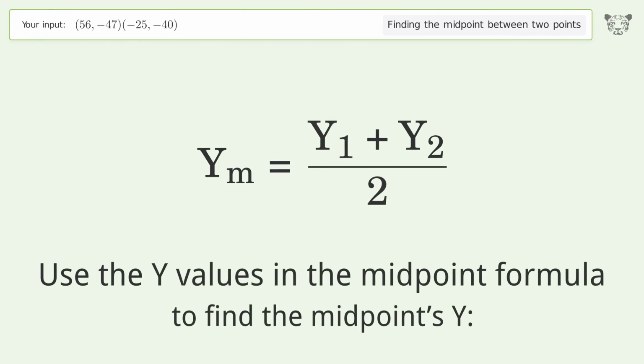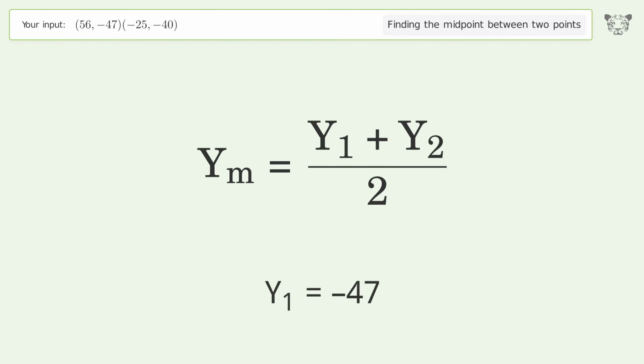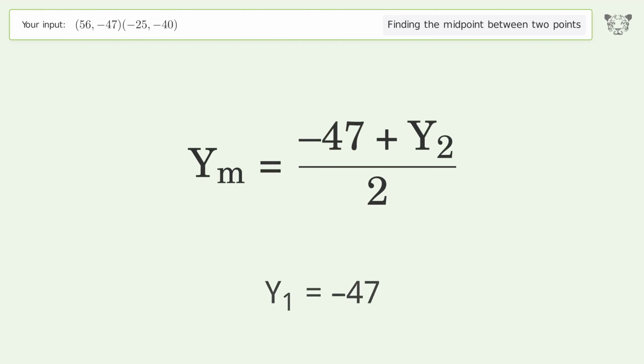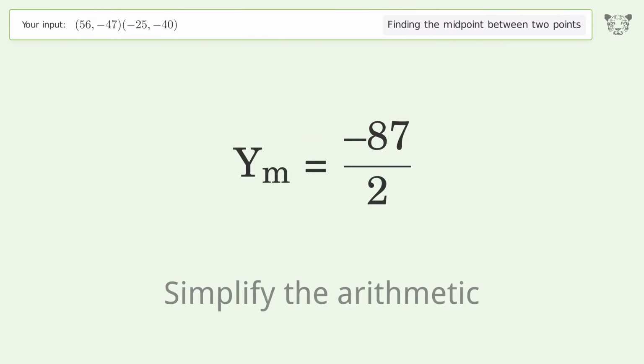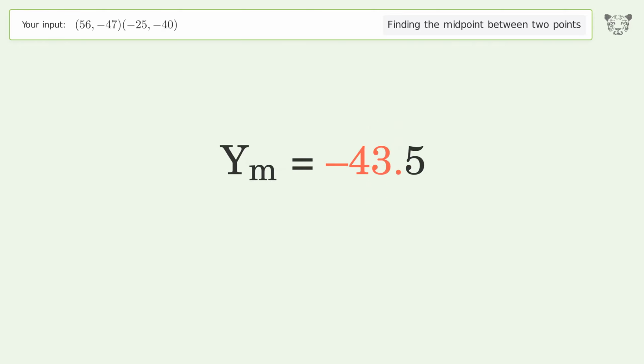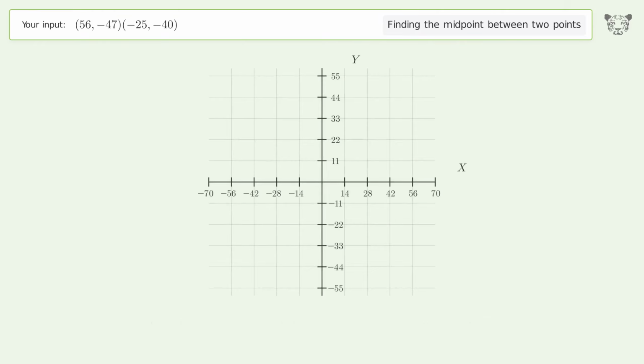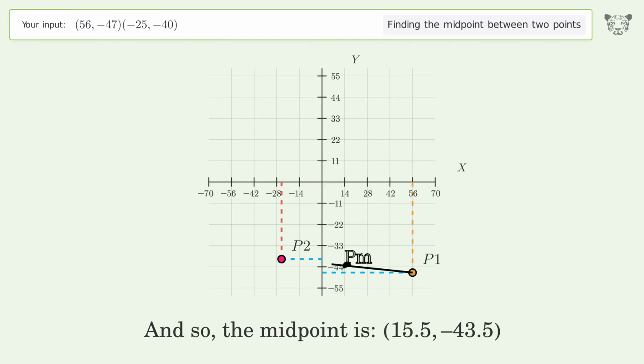Use the y values in the midpoint formula to find the midpoints y. y1 equals negative 47. y2 equals negative 40. Simplify the arithmetic. And so, the midpoint is 15.5, negative 43.5.